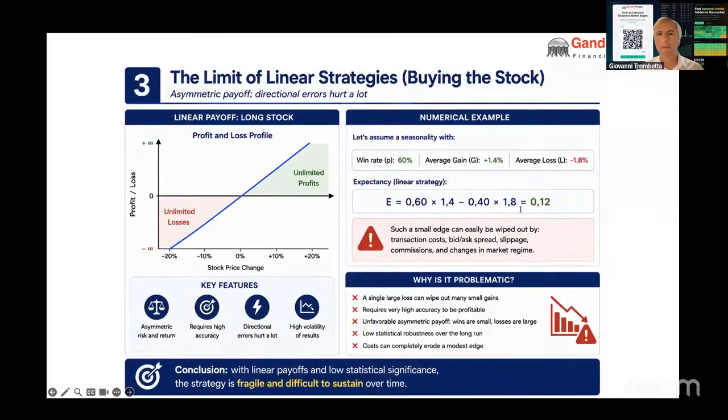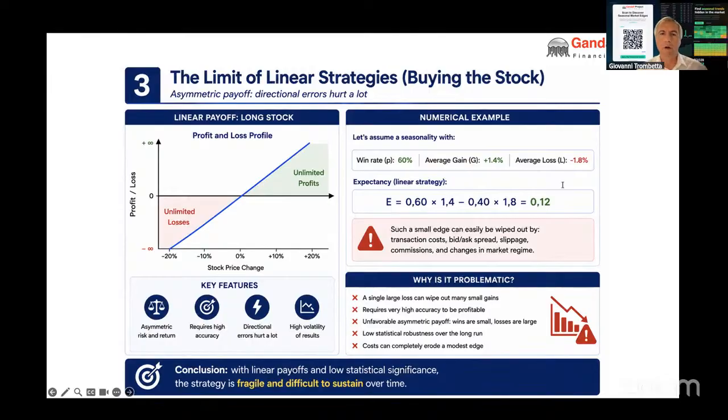Okay, this is the bad part of our coin. But there is a way, let's say, to add some edge on top of this. But first, let me talk about the limit of linear strategies, buying the stocks. In this case, of course, for instance, a long stock position has a linear payoff. Profits and losses move 1-for-1 with the stock price. So this means directional mistakes are expensive for us in this case. There is even an example on the right you can read. I will not deepen that much because I guess it's quite clear what it means to buy a stock.